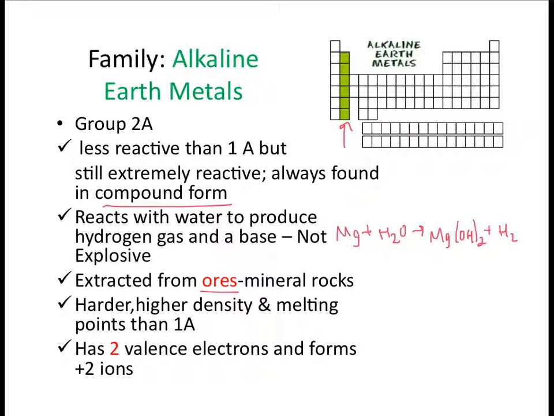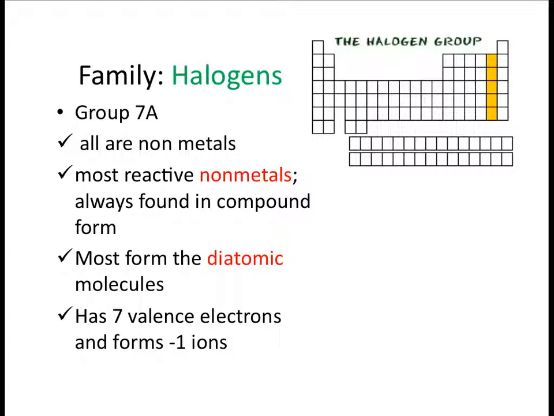They are harder, they are higher in density, and they have higher melting points as well. They will have 2 valence electrons in their shell, and when they lose those 2 valence electrons, they can form a positive 2 ion. On the other side of the table, the nonmetal side, we will hit our first family of nonmetals, which are called the halogens, group 7A.